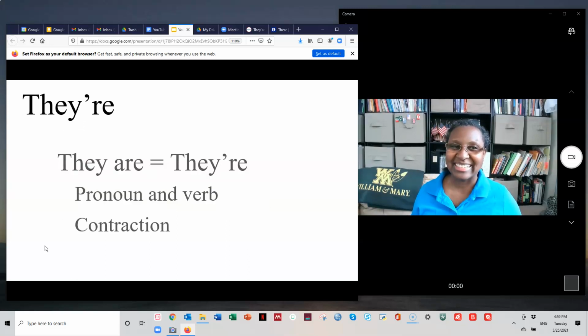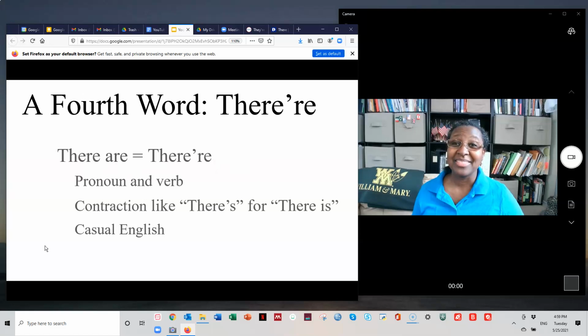T-H-E-Y-'-R-E, they're, also serves one function in the sentence. It is a contraction. The word they is the pronoun. The word are is the verb. And together, dropping the a, adding the apostrophe re, they become they're. One word. There's a fourth there that is often overlooked.